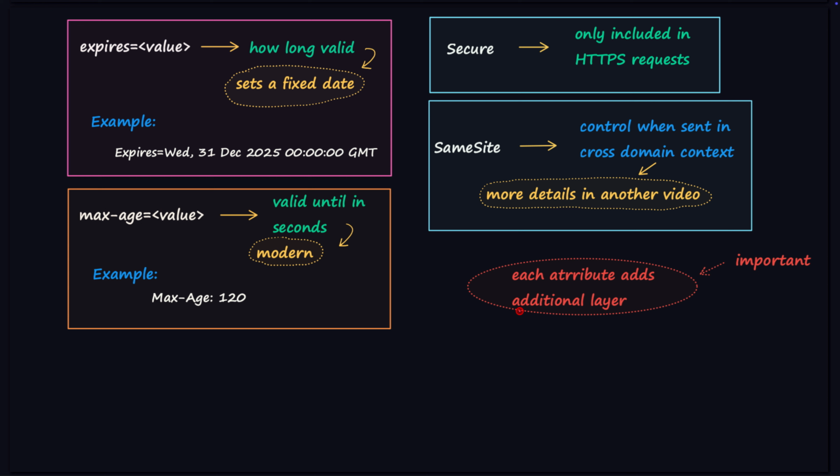One of the important things that we need to remember is each of these attributes adds an additional layer of restriction. So all of these are working in conjunction. All of these conditions have to be met, or all of these attribute restrictions have to be satisfied, in order for the cookie to be sent to the server. Okay. So now let's take an example of a complete Set-Cookie response header and understand how it works.